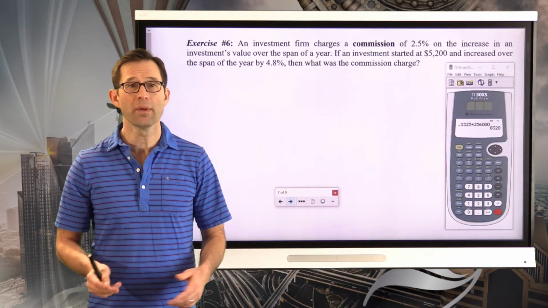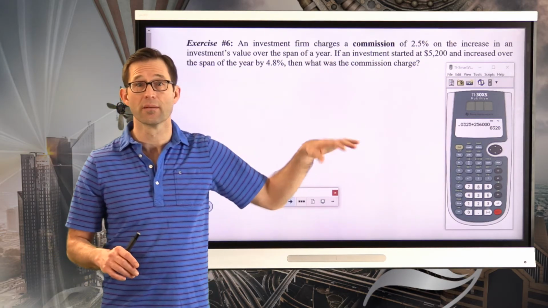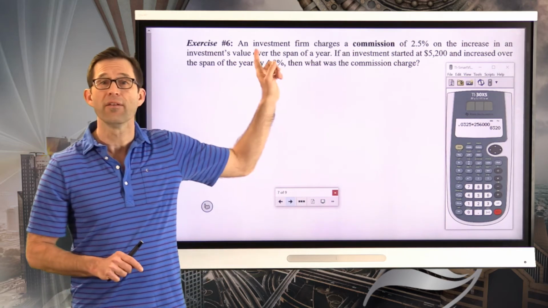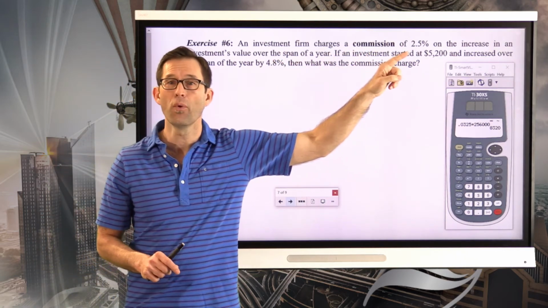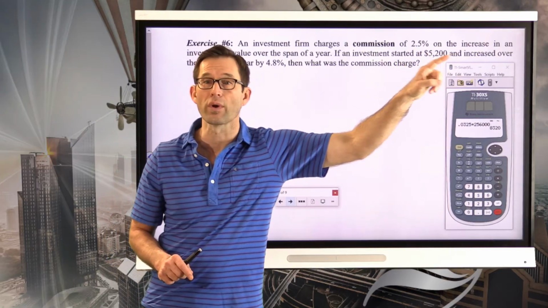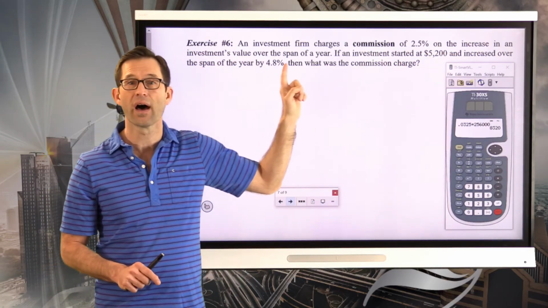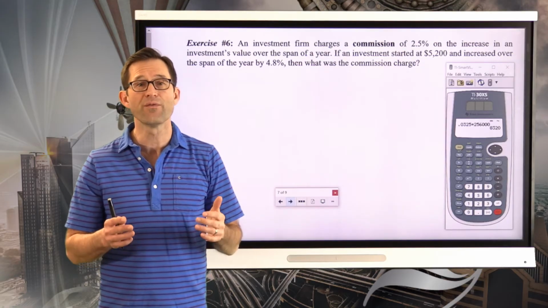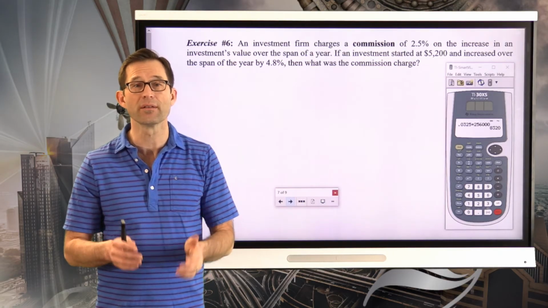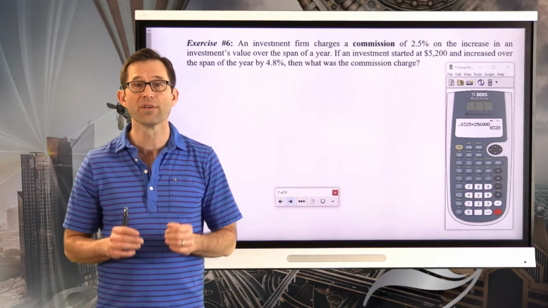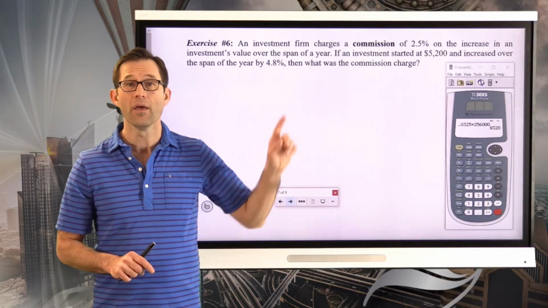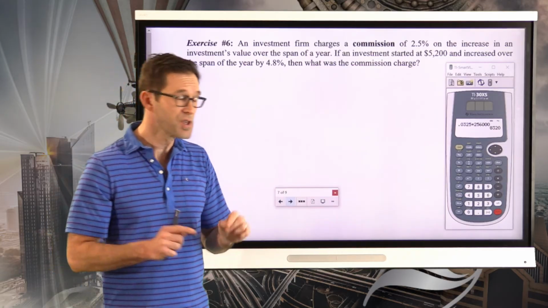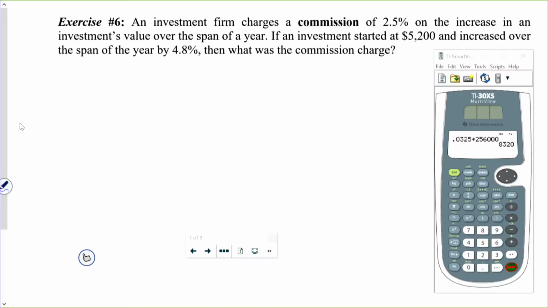All right, so you might be like, well, I don't know, which number should I take and multiply by which percent? Well, again, a careful reading. An investment firm charges a commission of 2.5% on the increase in investment's value over the span of a year. All right, so the first thing I really need to do is figure out how much this investment increased over the span of a year.